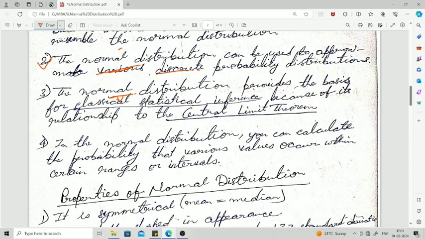Fourth one, using the normal distribution you can calculate the probability that various values occur within certain ranges or intervals. It means if any distribution is normally distributed, then in that case we can approximate the probability of occurrence of any particular value. That kind of thing we can approximate.